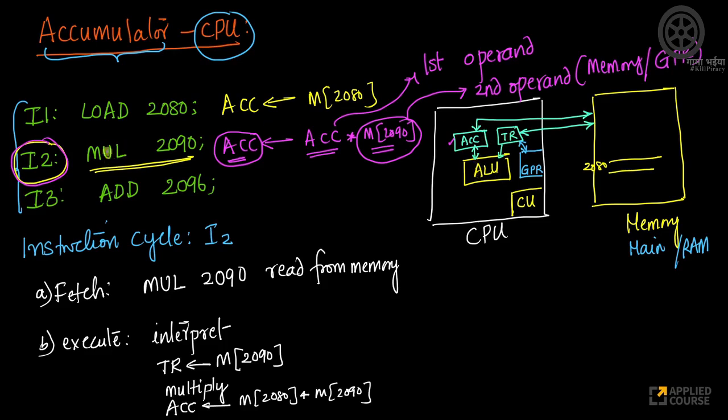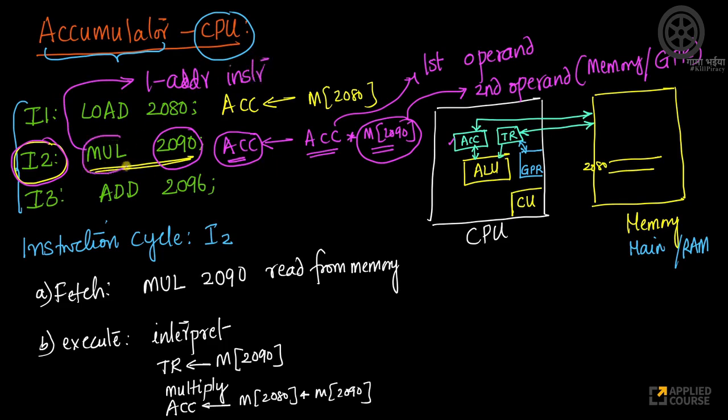So instead of saying mul 2090, we could have said mul A. What would mul A do? It would take the value that's in the accumulator, multiply it with whatever value is there in register A, and place the final result in the accumulator itself. Look at this address location. This is called a one address instruction. Why is it called a one address instruction?